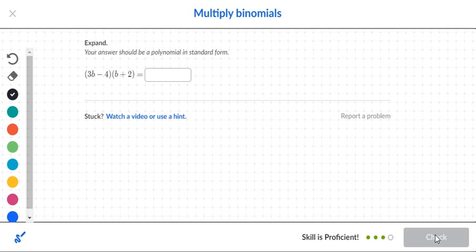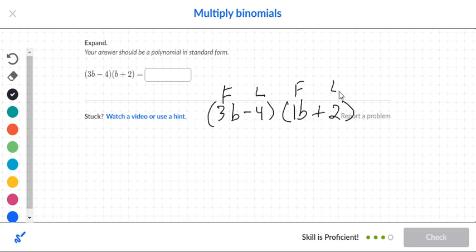Okay, next question we have 3b minus the 4, and then b plus the 2. So right here we could put a number here in front of the b. This is my first, this is my last, this is my first, this is my last. Here's my double smile, that's my inside smile, that's my outside smile.